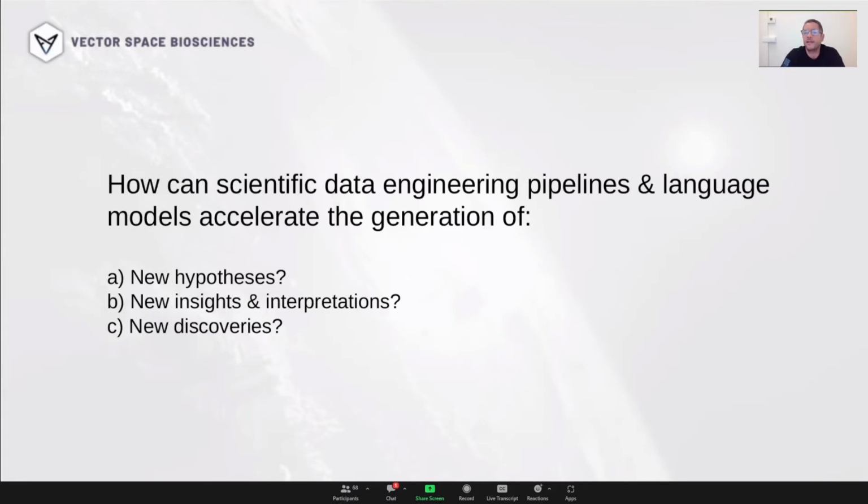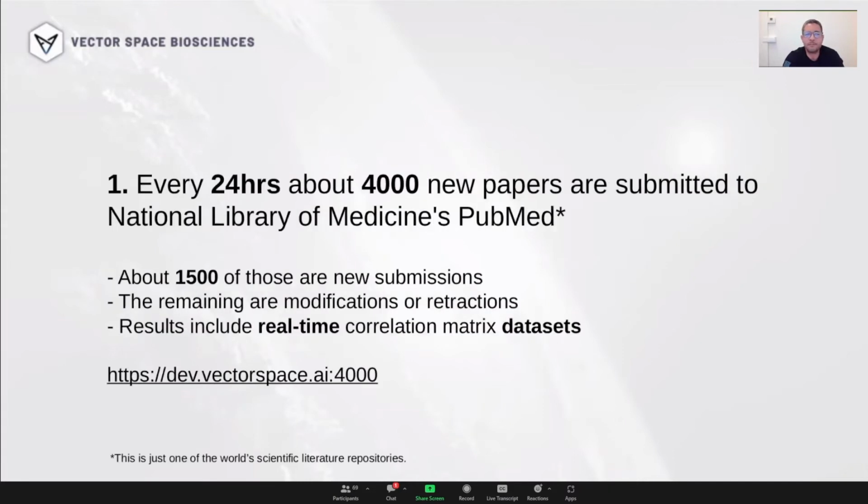So how can scientific data engineering pipelines and language models actually accelerate the generation of new hypotheses, new insights and interpretations, or new discoveries? Well, we have a couple of ways. The first would be to consider that every 24 hours, about 4,000 new papers are submitted to the National Library of Medicine's PubMed. And out of those, about 1,500 are new submissions. The remaining are modifications or retractions. And the results include real-time correlation matrix data sets.